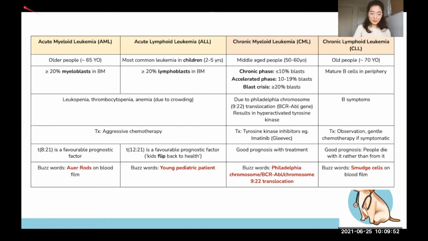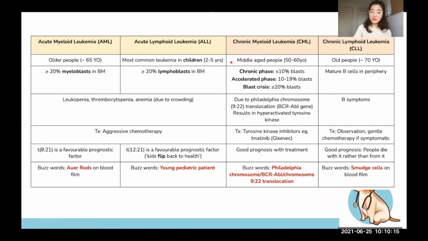So for your acute leukemias, we've got myeloid and lymphoid. The differentiating factor is acute myeloid affects older people, acute lymphoid affects younger children, approximately 2 to 5 years old. One way of remembering it, I guess, is ALL is kind of like affecting all people. So children are also included in this category.